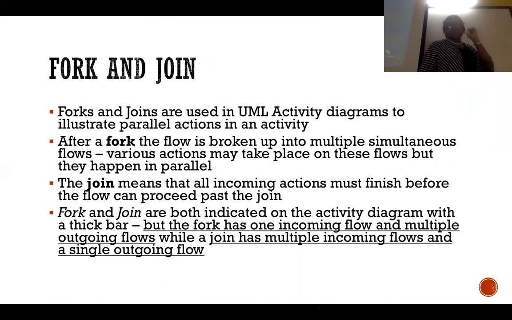Okay, so forks and joins are used in activity diagrams to illustrate parallel actions in an activity. After a fork, the flow is broken up into multiple simultaneous flows. Various actions may take place on these flows, but they happen in parallel. The join means that all incoming actions must finish before the flow can proceed past the join. So it may be that they finish at different times, but using a fork and join means that you can't do anything else until everybody else is done. You can't go past the join until all the actions behind it after the fork are finished.